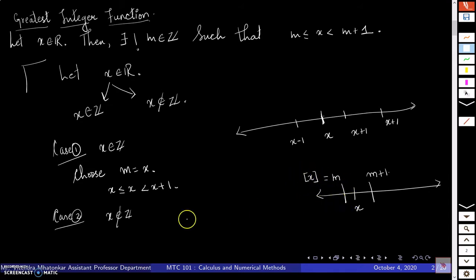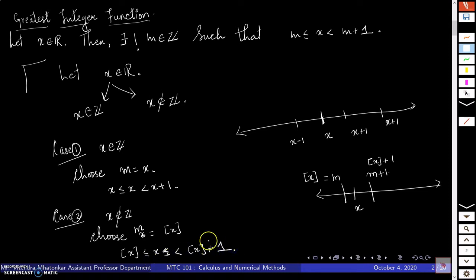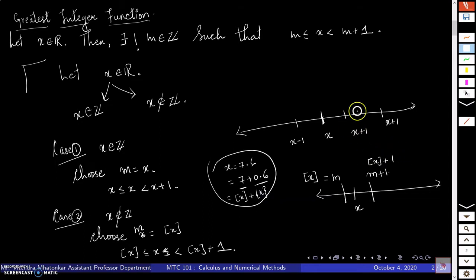So if x is not an integer, then I'll choose m as the integral part of x. If this is m, then this is going to be m plus 1, and that is nothing but the integral part of x plus 1. So again, I can find such an m such that this is going to be less than or equal to x, and that is strictly less than the integral part of x plus 1. If you take any real number, let's say 7.6, I can always write it as integer plus the fraction, and this is called the integral part and this is called the fractional part. Sometimes we also denote it as integral part of x and fractional part of x. So no matter what real number x you take, you will always be able to find one integer m which will satisfy this condition.